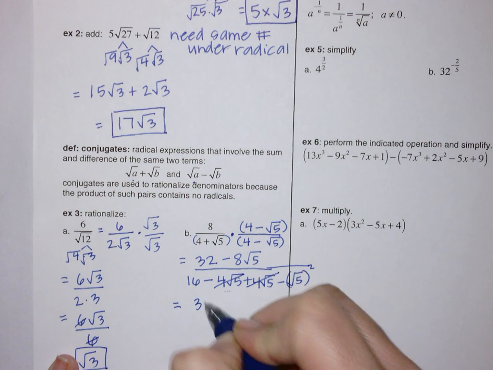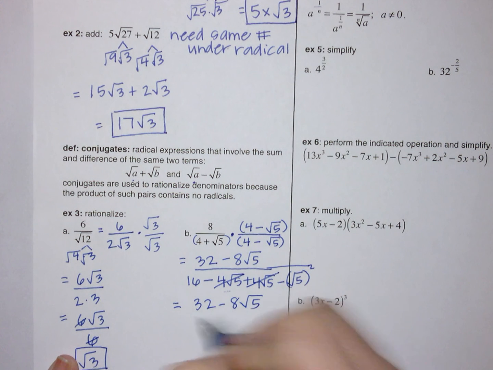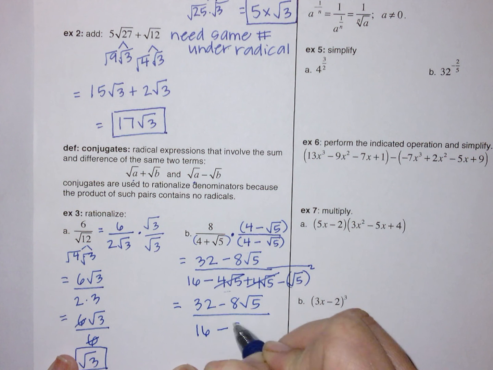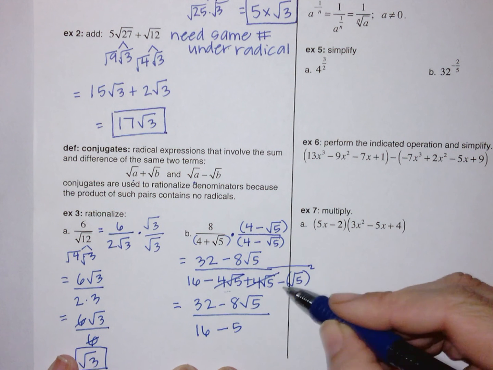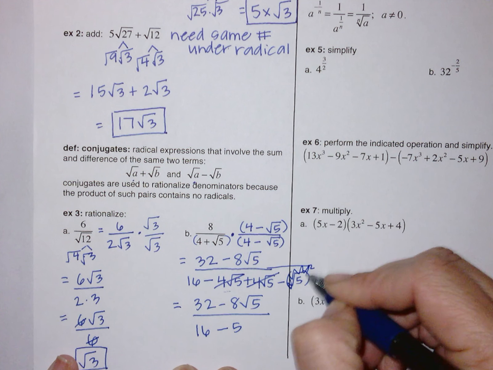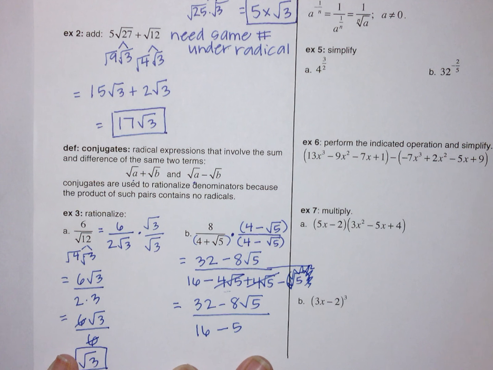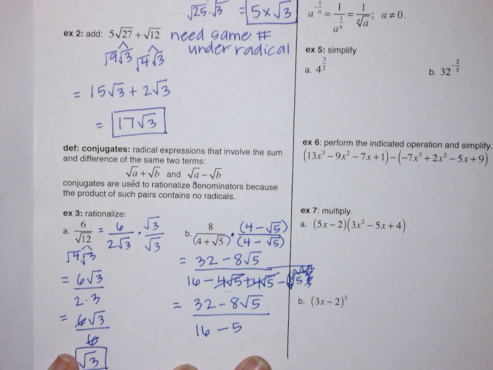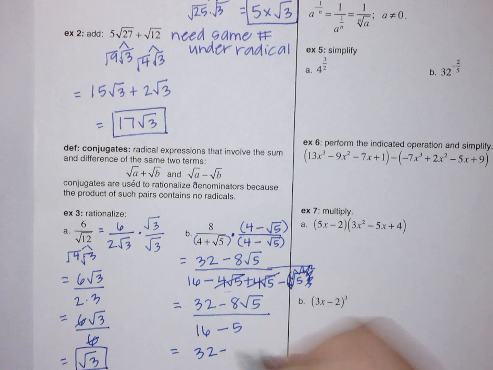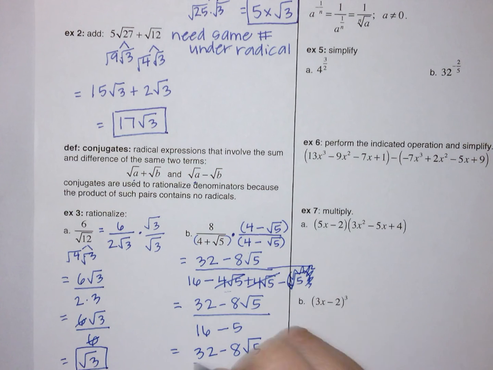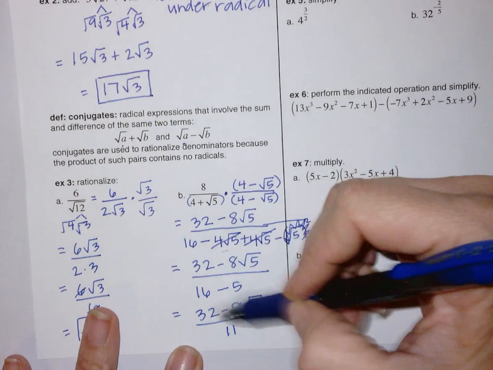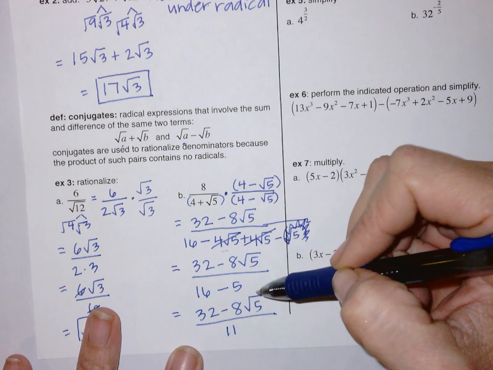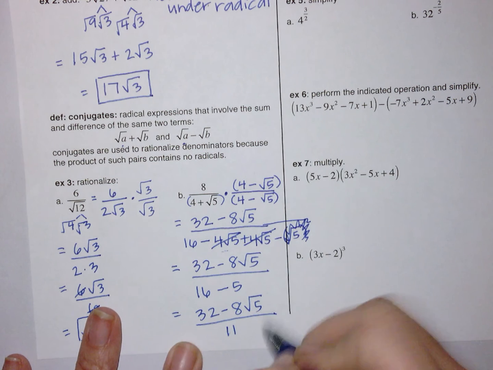So we have 32 minus 8 root 5 all over 16 minus 5, because 16 minus square root 5 squared, that square is undoing that square root, so it's 5. Another way to think of it is just think of 5 times 5 is 25. The square root of 25 is 5. And then, of course, simplifying further, and we get 11. Because 11 does not have anything in common with 32 and 8, we cannot simplify any further.